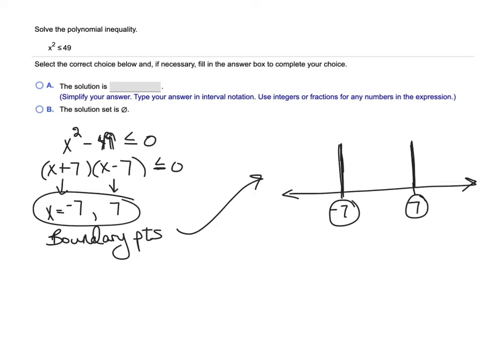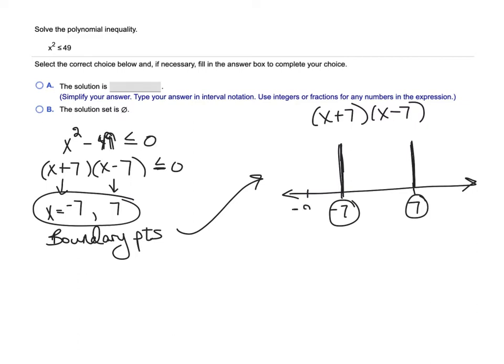We're going to test each region. I'm going to write this up here because I'm plugging it in. I like to plug it into the factored form so I can do my positives and negatives pretty easily. This is what we're plugging it into, x plus 7, x minus 7. Let's pick a point. So let's start with anything less than -7.